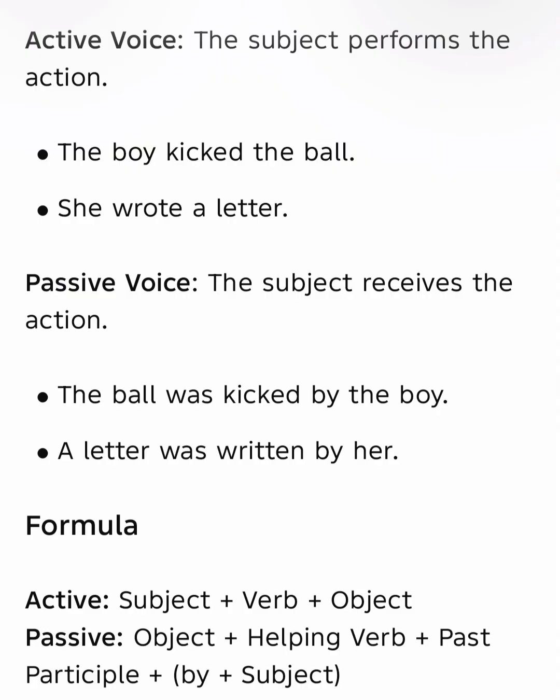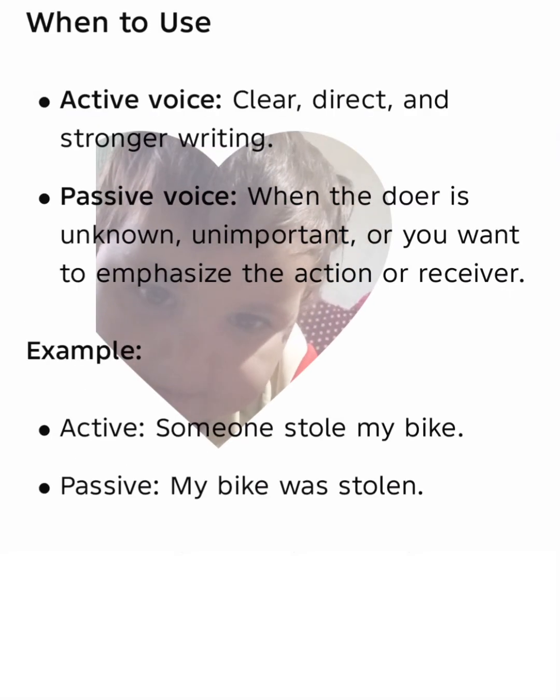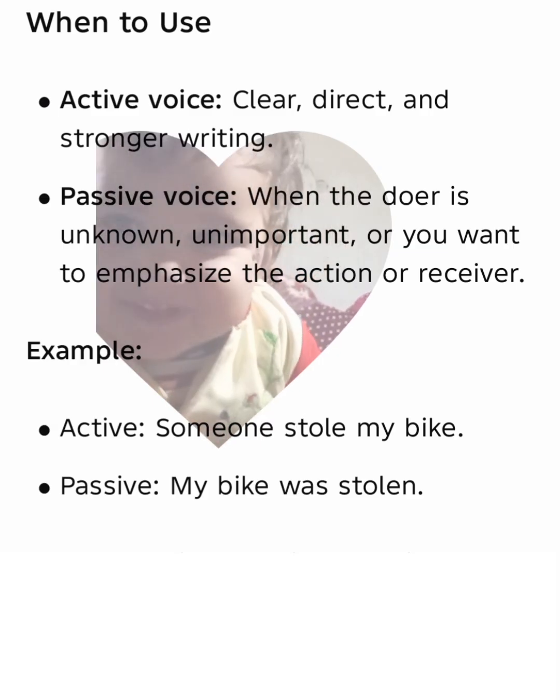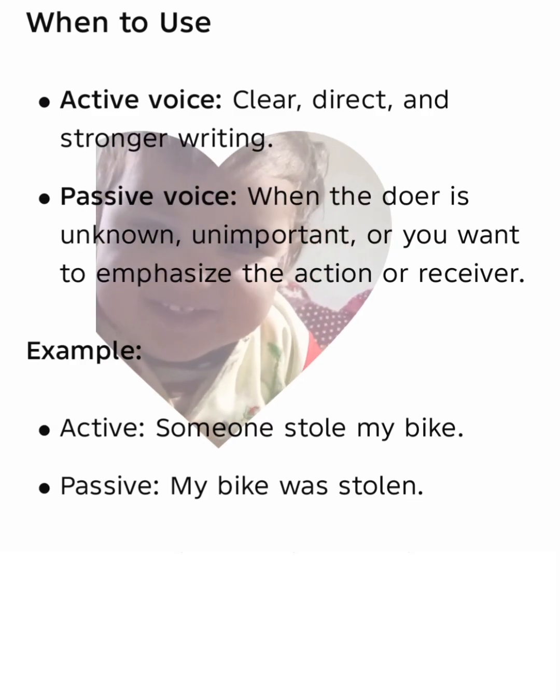Here is the formula. You know the formula of the active voice: subject, verb plus object. We discussed this in a lot of sentences. But the passive voice formula is different. You should put the object, then the helping verb, then the past participle, I mean the third form of the verb, then by plus the subject. Okay, that's the formula.